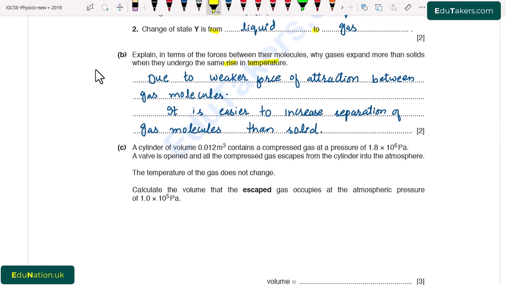Part C. A cylinder of volume 0.012 meter cube contains a compressed gas at a pressure of 1.8 into 10 to the power 6 Pascal. A valve is opened and all the compressed gas escapes from the cylinder into the atmosphere. The temperature of the gas does not change, so the temperature remains constant. Calculate the volume that the escaped gas occupies at the atmospheric pressure of 1.0 into 10 to the power 5 Pascal.